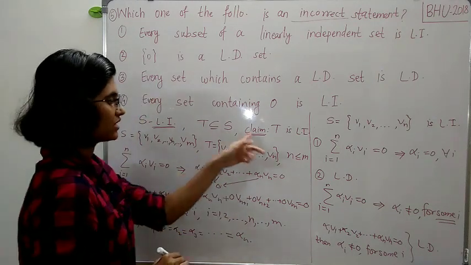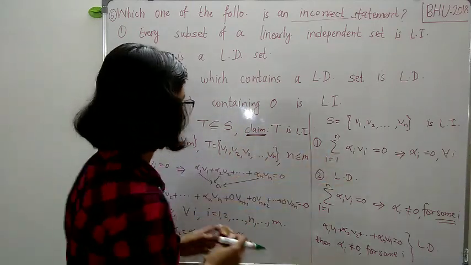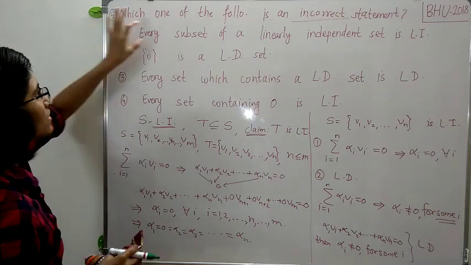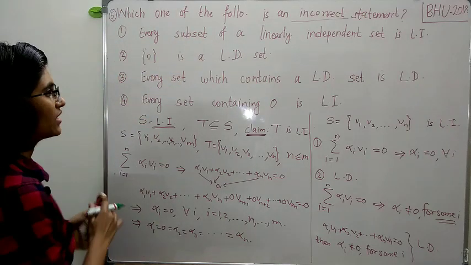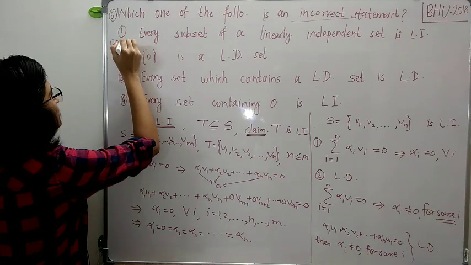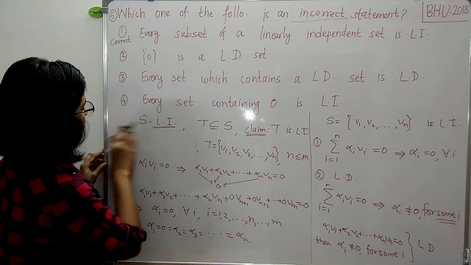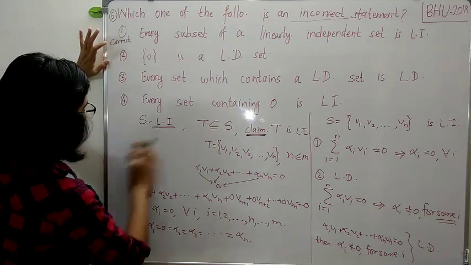So this T is a linearly independent set by this definition. So every subset of a linearly independent set is linearly independent. So this is the correct statement. But the question is about the incorrect statement. So now let us check the second option.